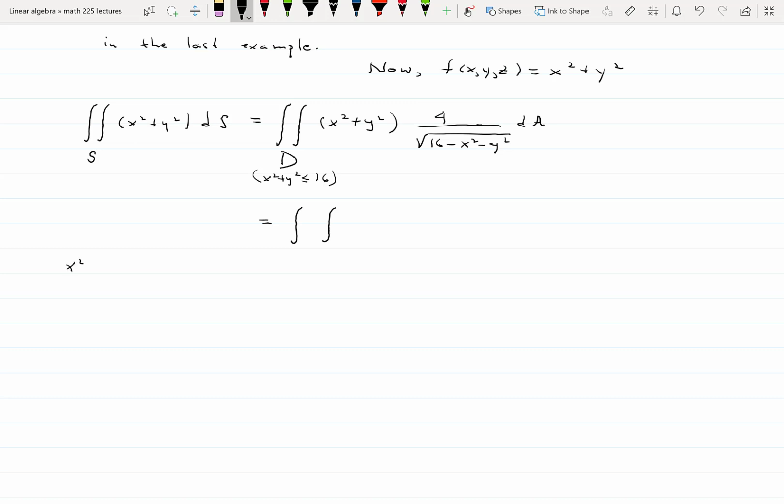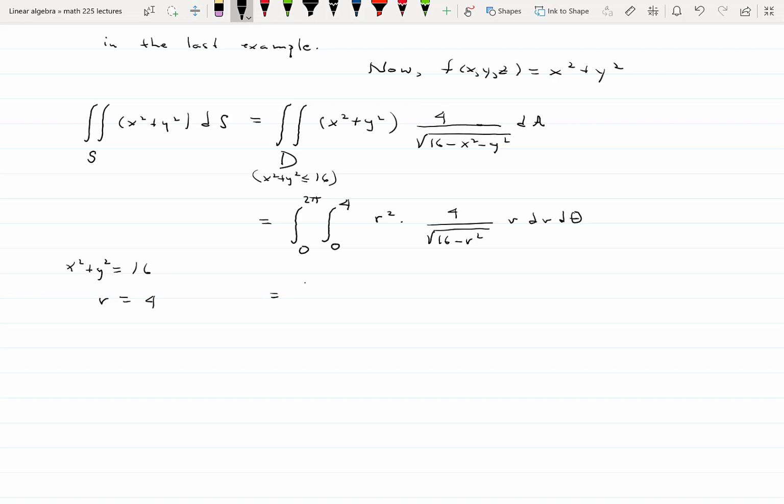Well, if x squared plus y squared equals 16, we're on the boundary, then that means r equals 4. So r goes from 0 to 4. Theta goes from 0 all the way around. x squared plus y squared is r squared. So r squared, 4 over the square root of 16 minus r squared, dA, r, dr, d theta. Okay, so it's real natural for polar.